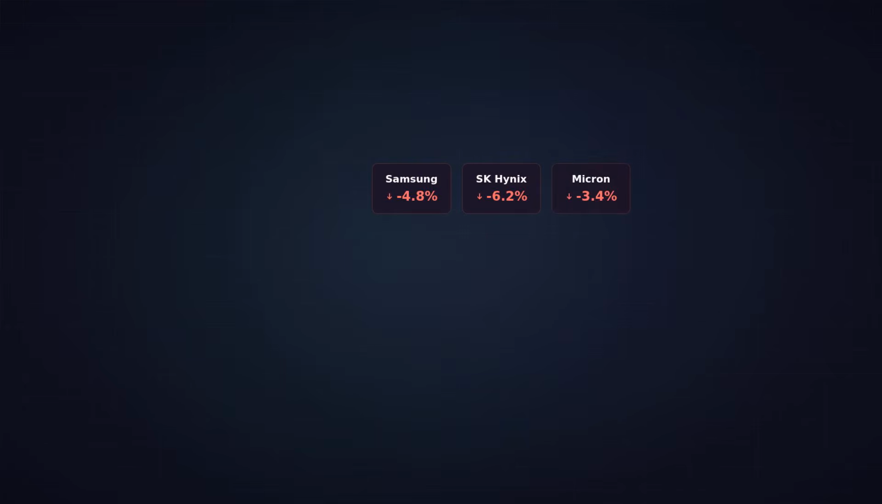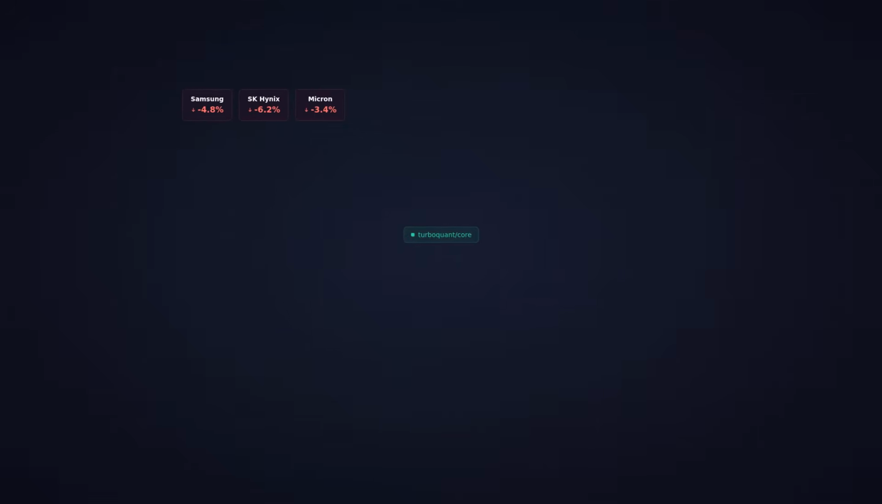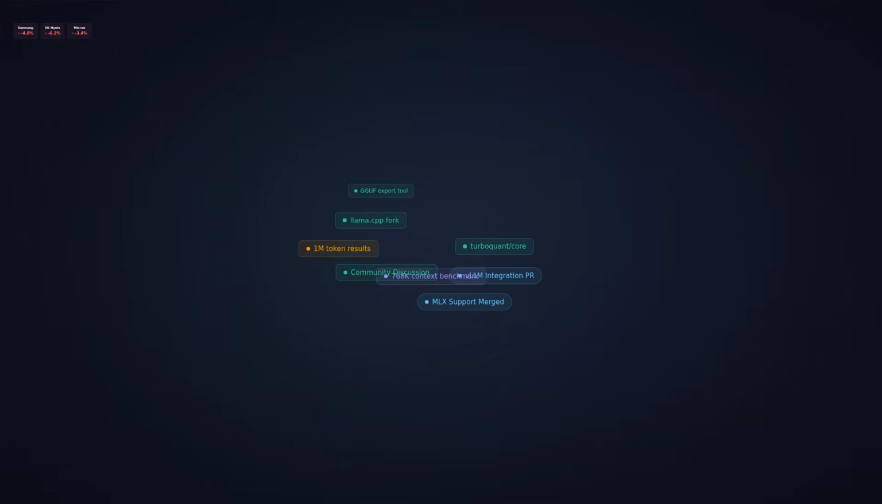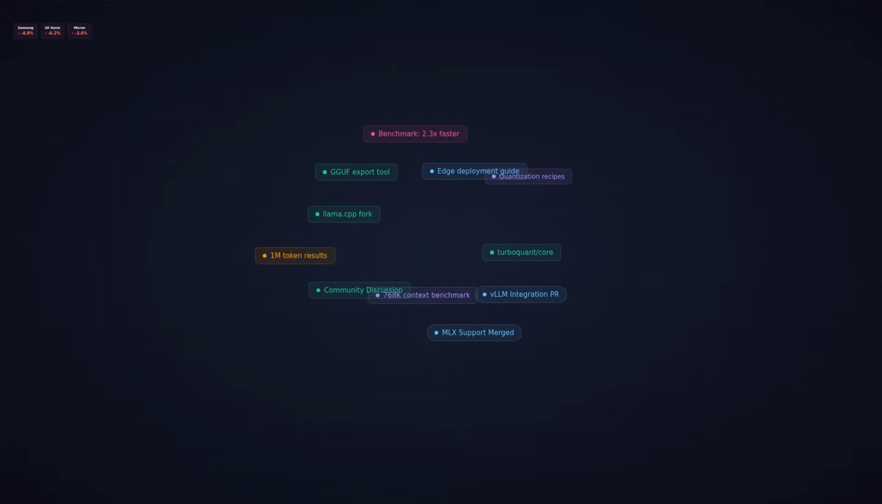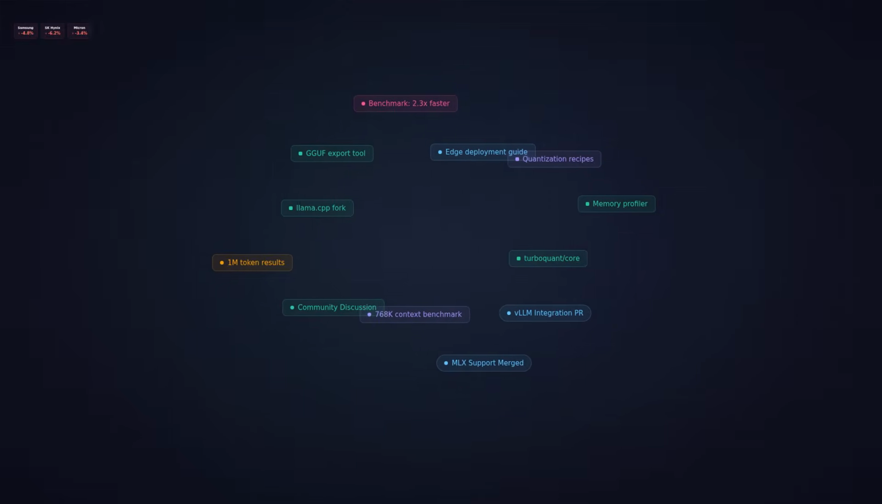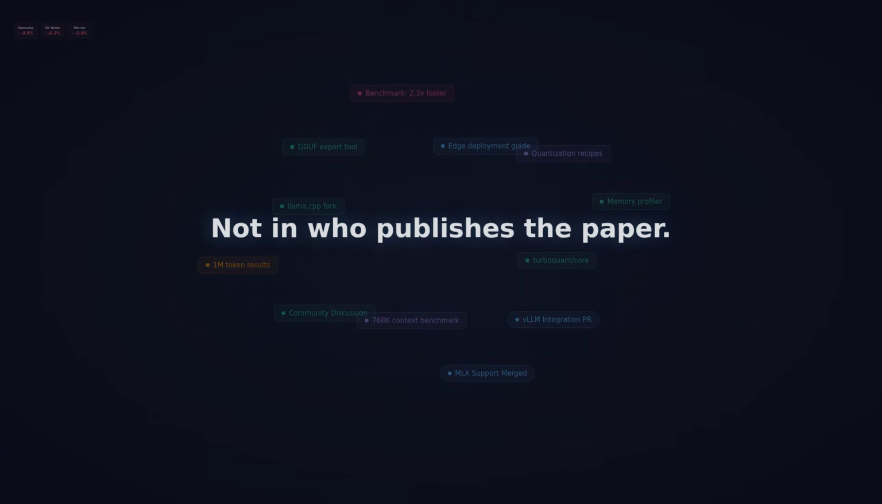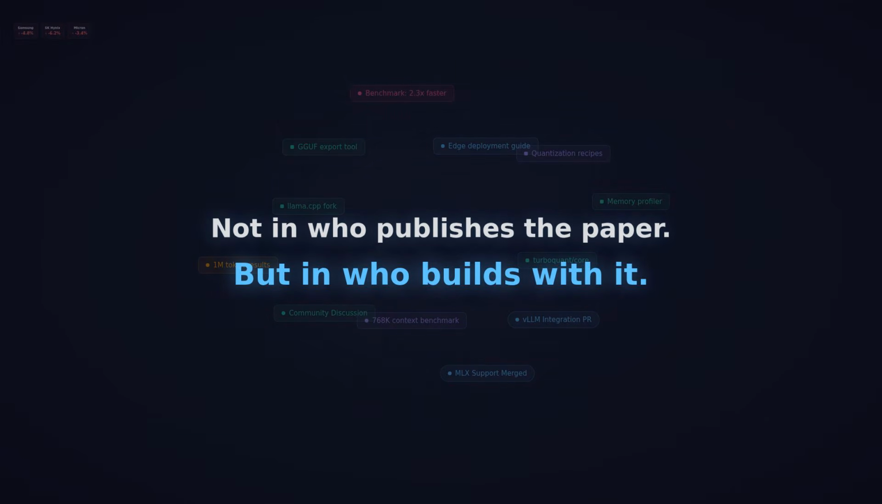But here's what stays with me. A research paper dropped with nothing but math. No code, no SDK, no developer relations campaign. Just ideas on a page. And within hours, the open source community had working implementations, production integrations, and character identical results. That's not just a compression breakthrough. That's a statement about where the real power in AI lives right now. Not in who publishes the paper, but in who builds with it.